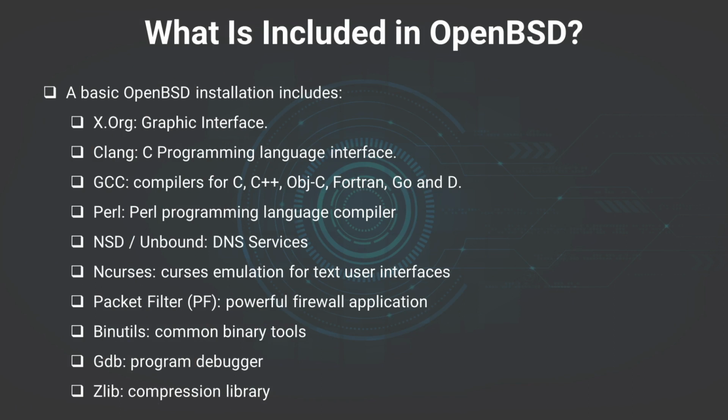What is included in a bare bones OpenBSD installation? It includes X. X is a graphic interface which is similar to the one that comes with Ubuntu. I said that it's similar, but it's not exactly the same. It has several differences that we will explore. It comes with Clang, which is an interface for purists trying to program in C. It includes the GCC compilers, which are compilers for C, C++, Objective-C, Fortran, Go, and D. It comes with Perl, which is a very important programming language in the last 20 years, actually. It comes with NSD and Unbound, which are DNS services.